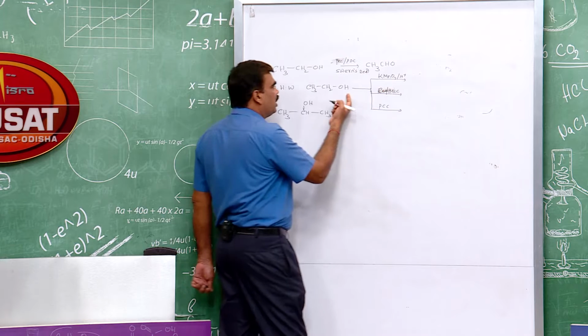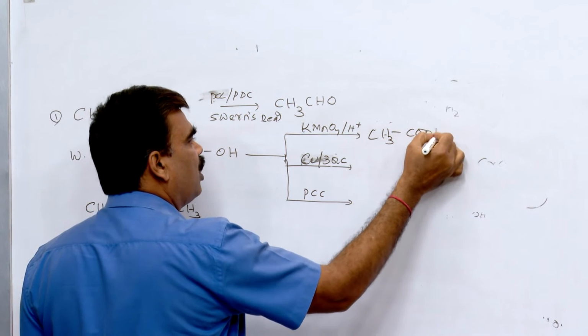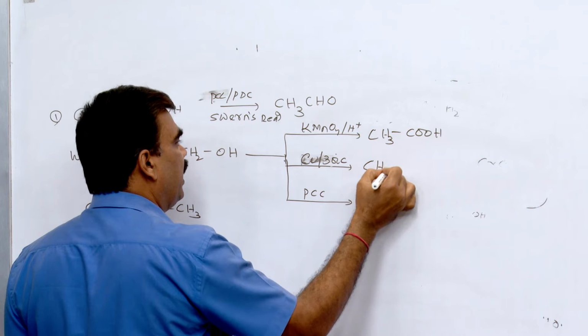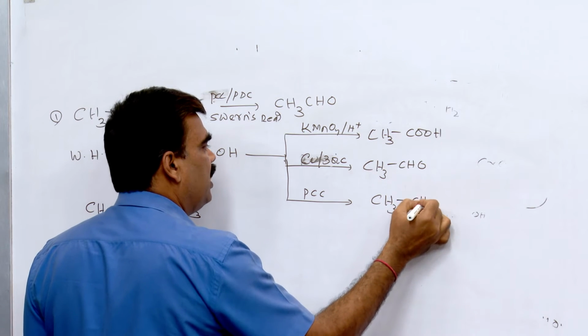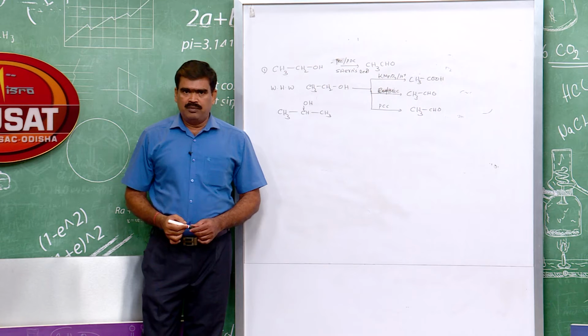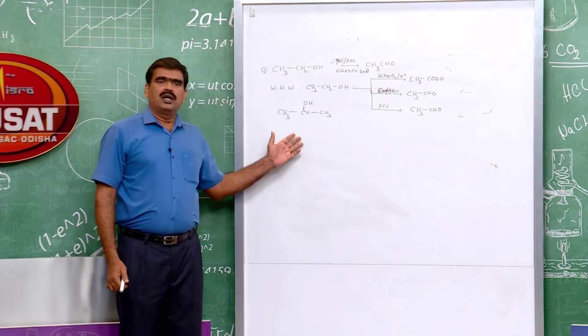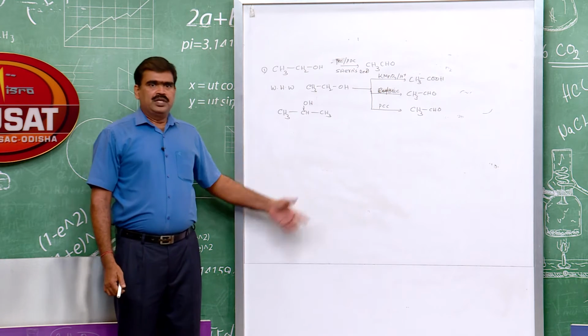So you just give the answer. It is your acetic acid because it undergoes complete oxidation. It is your acetaldehyde, and this is also your acetaldehyde. In this way, questions are being asked in the CBSE examination. I am hopeful you will be able to answer all the questions after seeing this discussion.